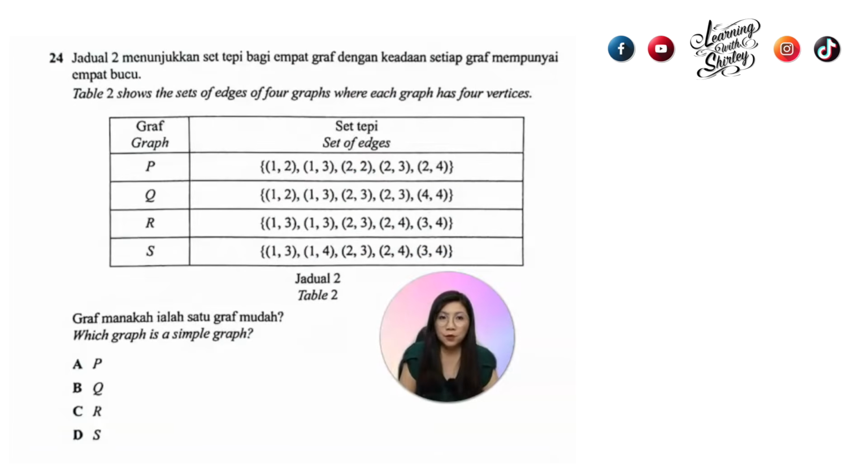Let's look at question number 24. Table 2 shows the sets of edges of 4 graphs where each graph has 4 vertices. The vertices are 1, 2, 3, and 4. You can see the numbers. Which graph is a simple graph?